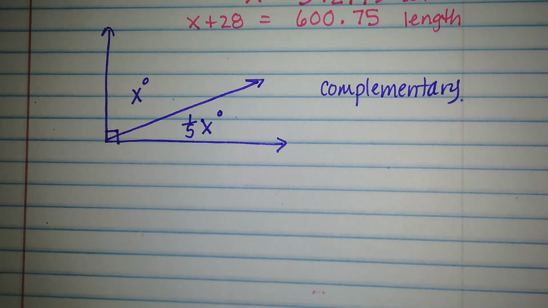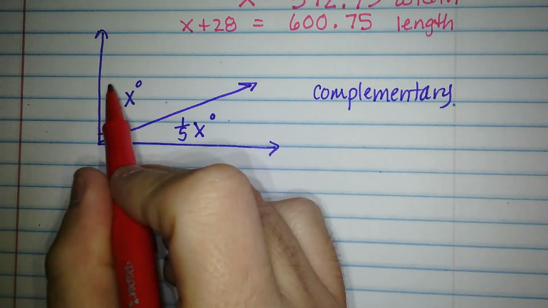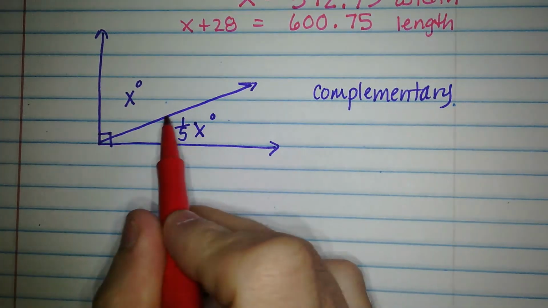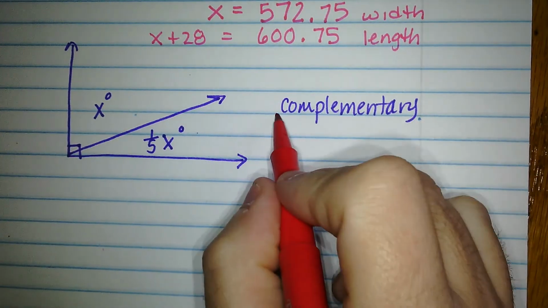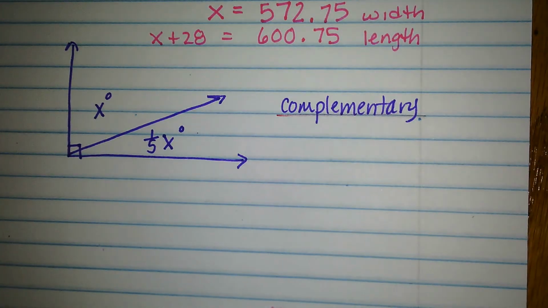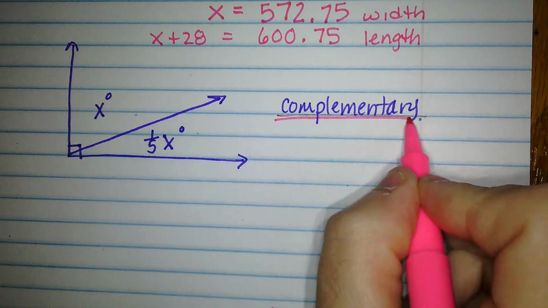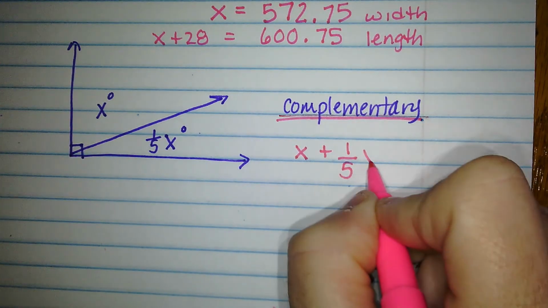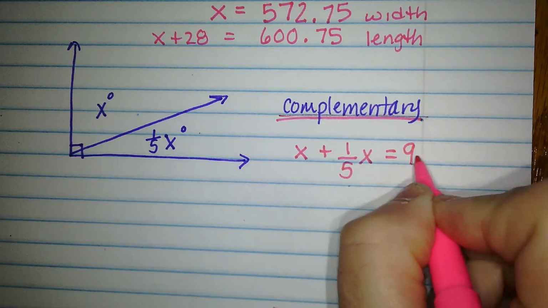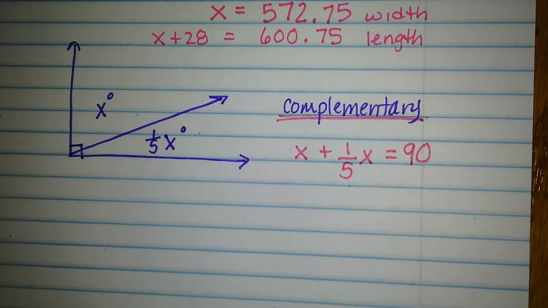So basically all we have to do is set up an equation where we take the first part of the angle plus the second part of the angle and set it equal to 90. So that's what complementary means. Oops, my red's dead. There we go. So x plus 1/5 x equals 90. That's going to be our equation that we're going to solve for complementary.